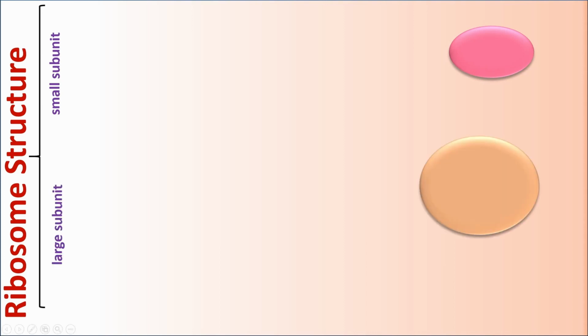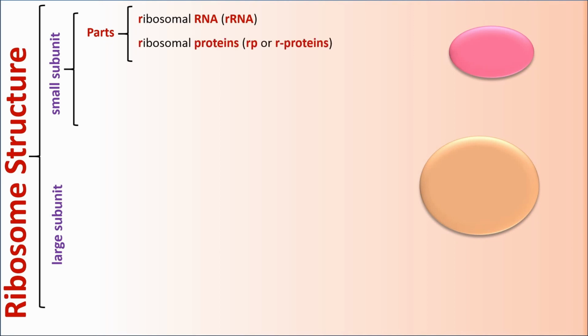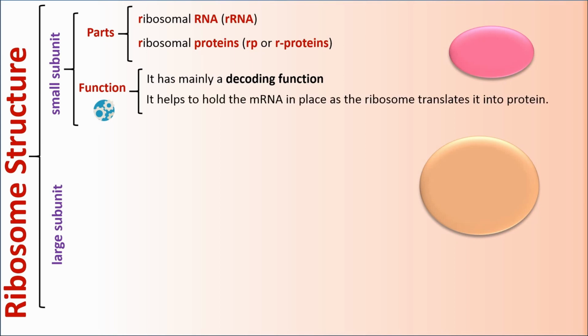Structure. Ribosome has two subunits, a small subunit and large subunit. A small subunit has two parts, ribosomal RNA or rRNA and ribosomal proteins, RP or R proteins. A small subunit has two functions. It has mainly a decoding function, and it helps to hold the mRNA in place as the ribosome translates it into protein.